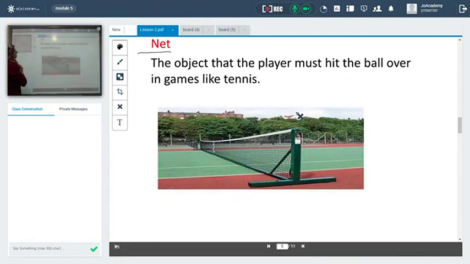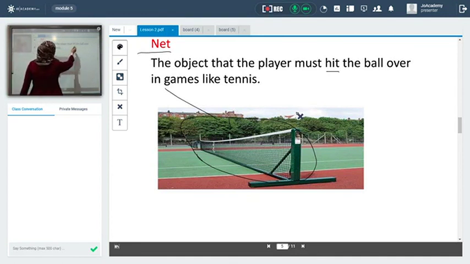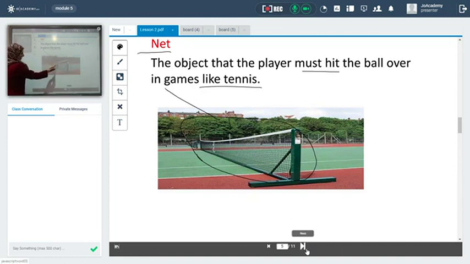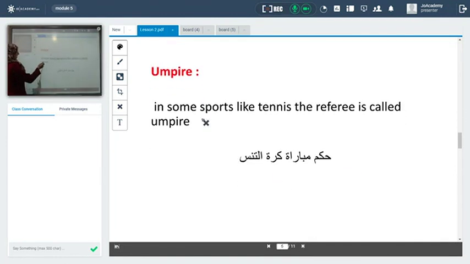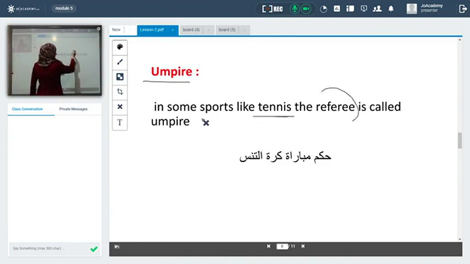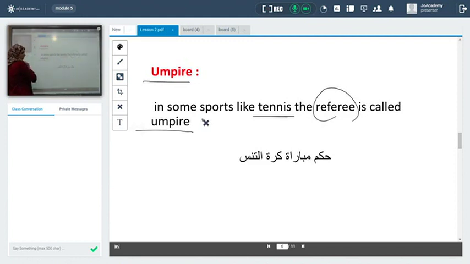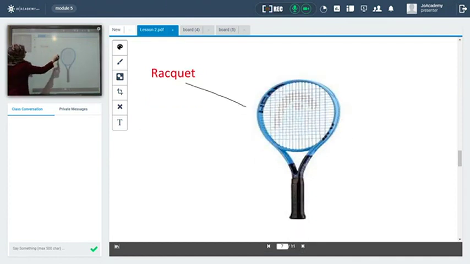Net. This is a net in the photo. It is the object that a player must hit the ball over in games like tennis. So we call it again net. Umpire. In some sports like tennis, the referee is called umpire. What's this? Very good. It's a racket.